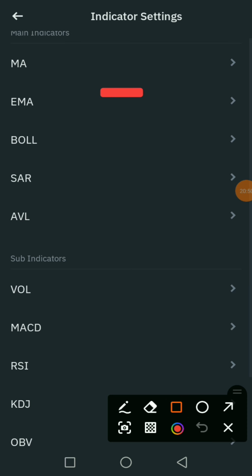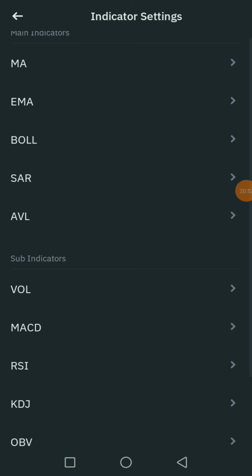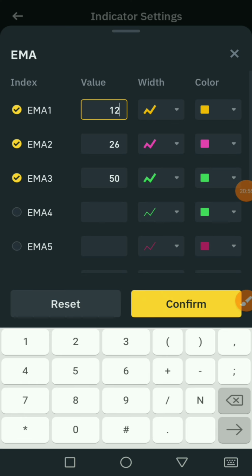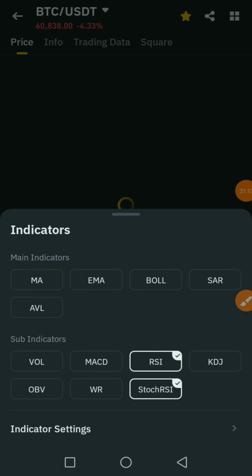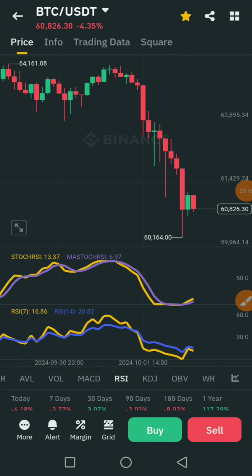Look at the EMA over here. There's a setting you have to put on your EMA like this. EMA1 should be 12, EMA2 should be 26, and EMA3 should be 50, just like this. After these settings, you click on confirm and you go back to your interface like this. So this is it, guys. Now let me tell you when to buy.